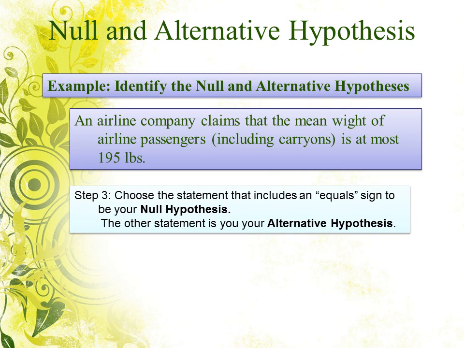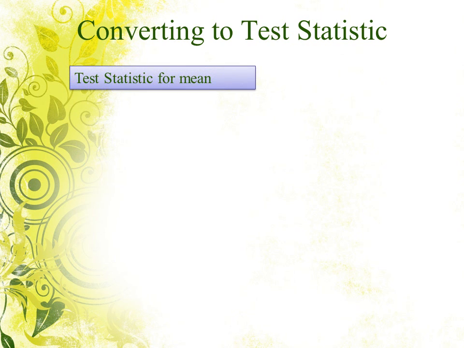Step 3, we're going to choose the statement out of those two, the claim and the opposite, that includes an equal sign, and if necessary, change it to just equals to be our null hypothesis. Our claim was less than or equal to. We're going to change that less than or equal to into simply equals and call that our null hypothesis. The other statement, in this case our opposite, had no equal to, so that's going to be our alternative hypothesis.